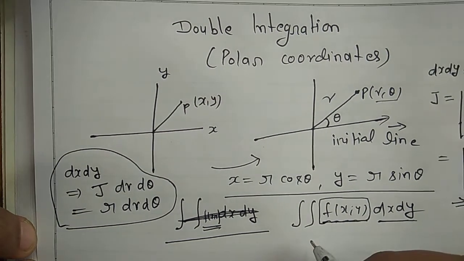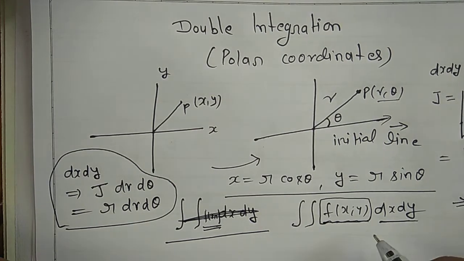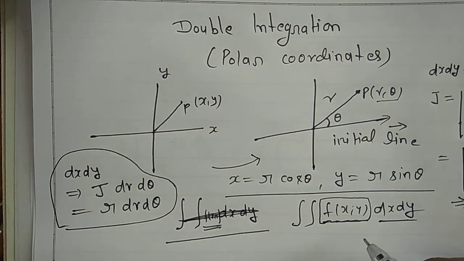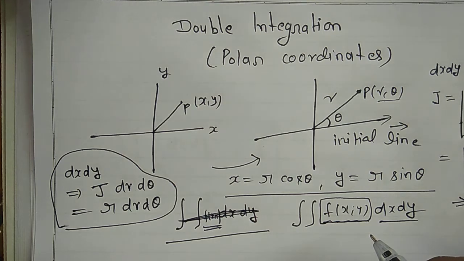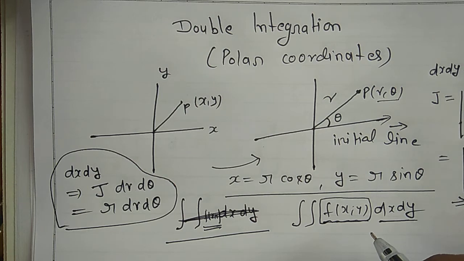Now the third thing, the limit. In Cartesian we have the limit in terms of x and y, but in polar coordinates your limit will be in terms of r and theta. For finding the limit of r and theta, first we draw the region of integration, and from the region we try to understand the limit of r and theta. Let me try one problem so we can see how we convert from Cartesian coordinate to polar coordinate.